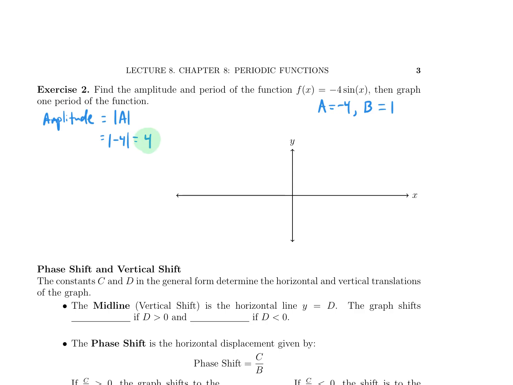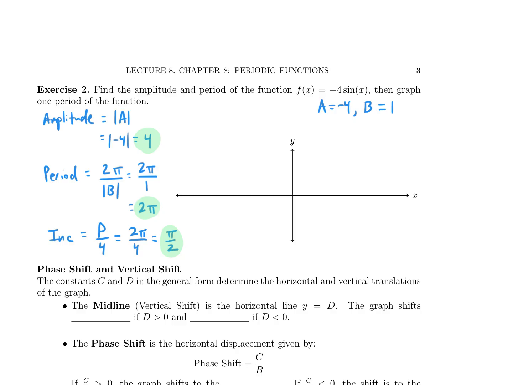Okay, now let's find the period. The period is given by the formula 2 pi over the absolute value of b, which is 2 pi over 1. The absolute value of 1 is 1, so it's just going to be 2 pi. Let's find the increments. The increments, as you recall, should be p over 4, which is 2 pi, our period, divided by 4. We can simplify that, and that becomes pi over 2. So our increments are going to be pi over 2.